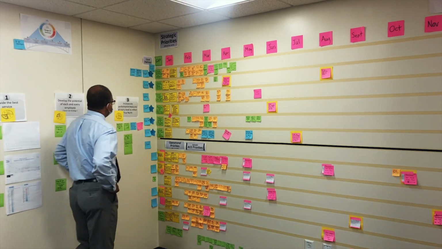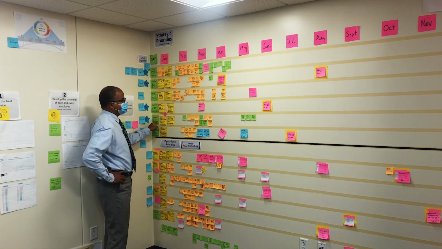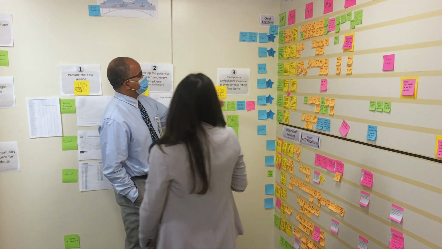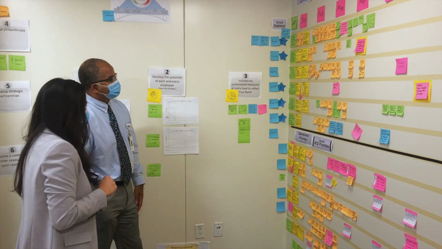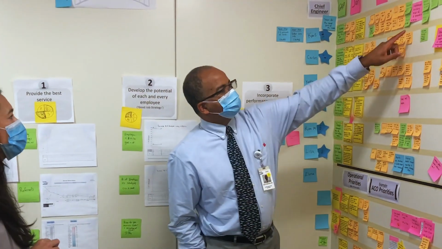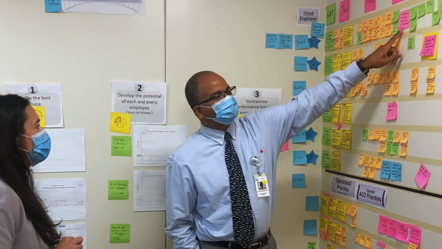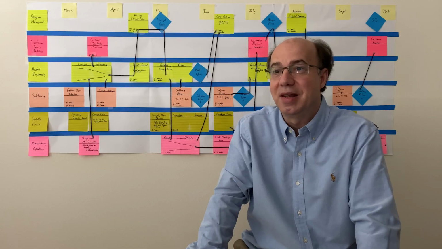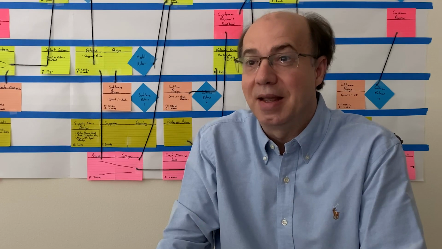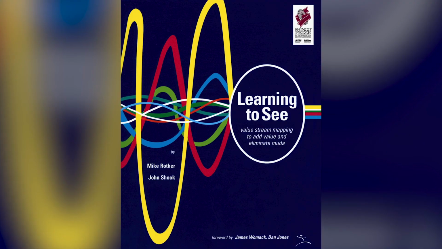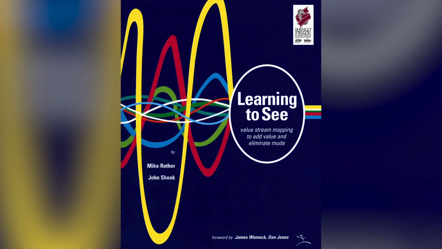So product development value stream mapping has been a useful technique to help teams really see how they do their work and how their work fits together. And as they see how their work fits together, they also see opportunities to how they can improve their work as well. It was originally created by John Shook and Mike Rother in their book Learning to See many years ago.